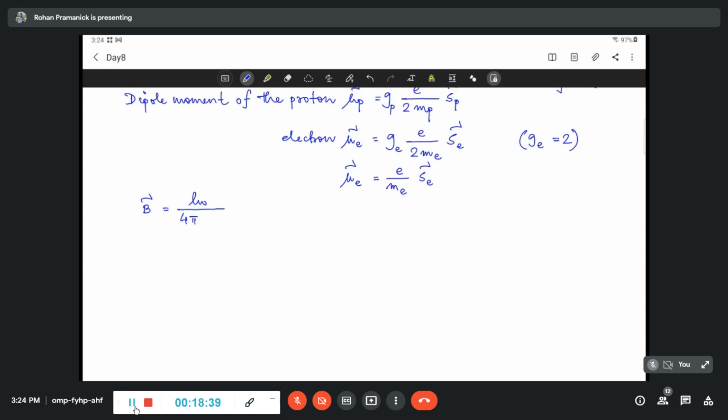Then r cap will be the unit vector. Then anything else?